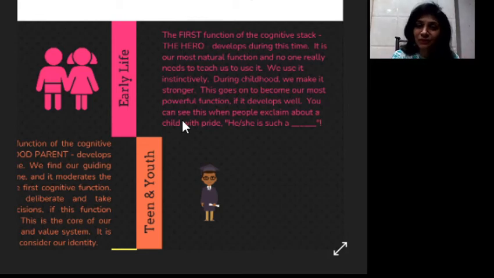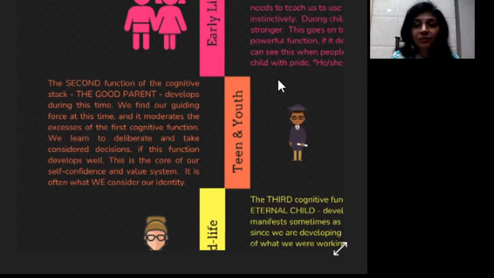So that's where the second function comes in, what we call the good parent. Now, the good parent function channels the energy of the hero function. The hero is kind of off galloping with unbridled energy, and the good parent sort of tethers that runaway horse and gives it some direction and channels its energy into a more productive output.